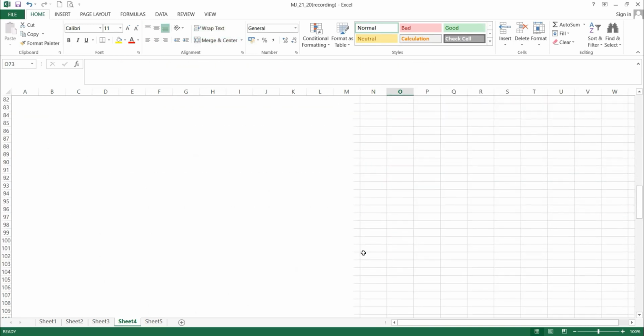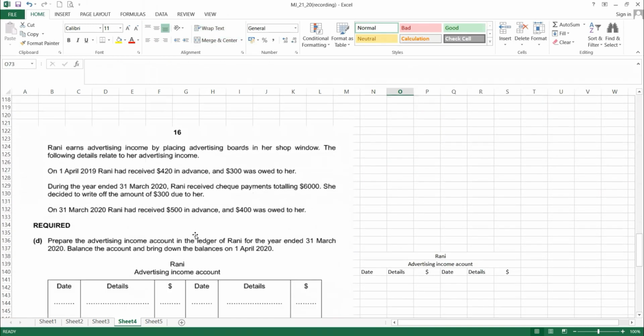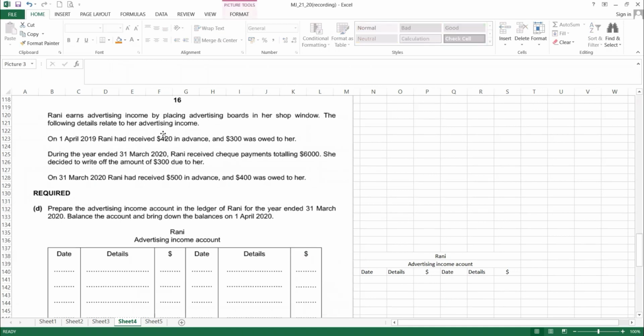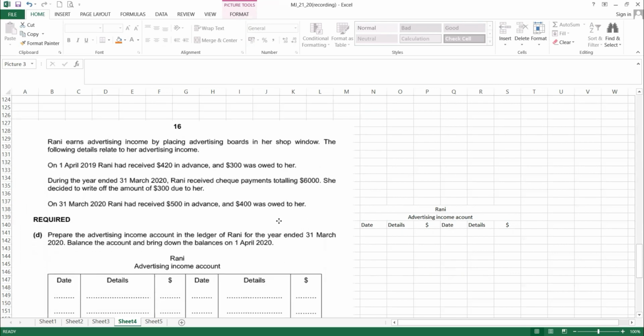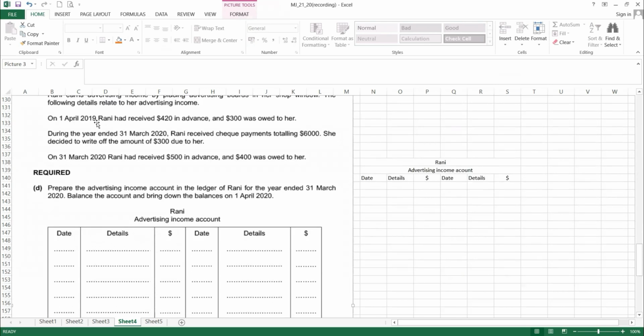Okay, now let's move on to the next. Rani earned advertising income by placing an advertising board in her shop window. The following details relate to her advertising income. On 1st April 2019, Rani had received 420 in advance and 300 was owed to her. So that means, in the beginning of the month, okay, let's move down a bit. Beginning of the month or beginning of the year, the one that is received in advance.